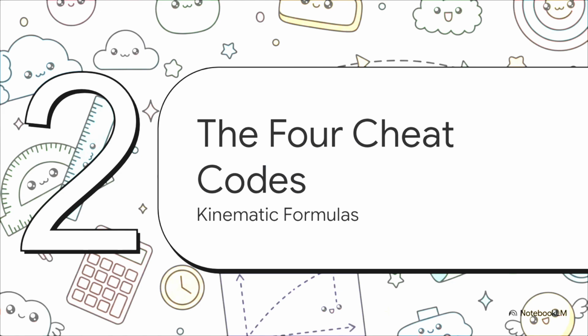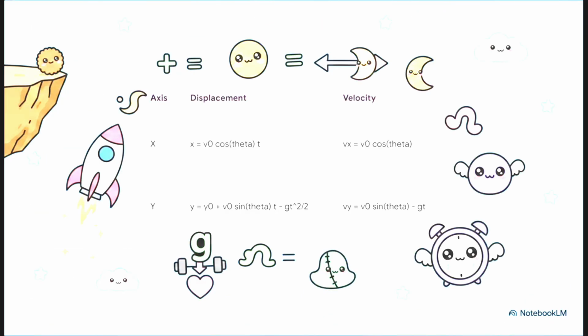All right, Section 3, the 4 cheat codes. Let's adapt our standard kinematic formulas to build our ultimate solving tools. And this brilliantly illustrates the absolute holy grail of this explainer. You just need these 4 simple equations. On the horizontal x side, displacement is your initial velocity times the cosine of the angle multiplied by time.